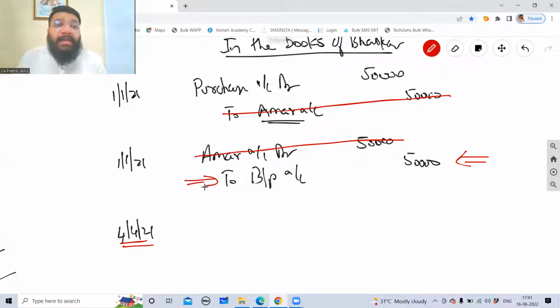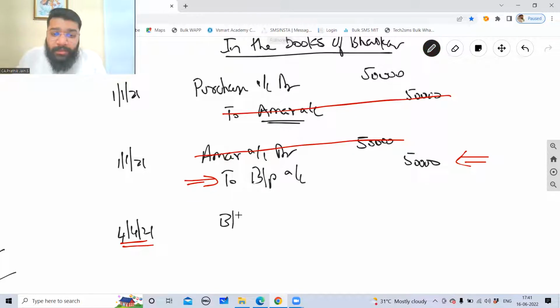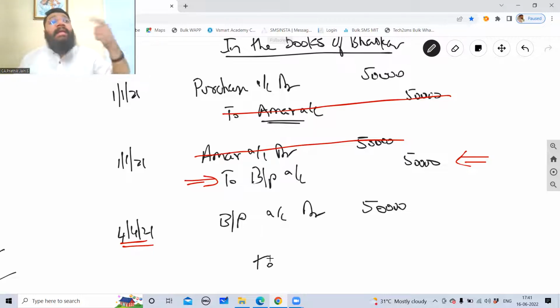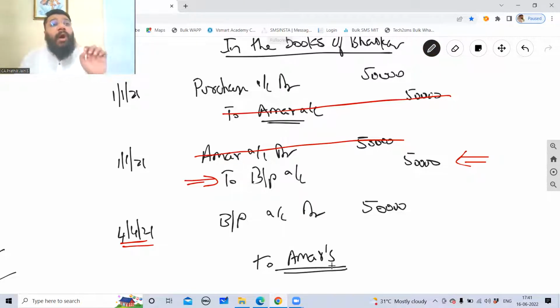Bills payable is currently in credit. To close, I need to give a debit. So bills payable account debit 50,000. To what? I need to recreate Amar's account. To Amar means I need to know how much to pay to Amar. So how much money will be paid to Amar, guys? We'll pay two amounts: 50,000 towards the purchase value and 1,000 towards noting charges.